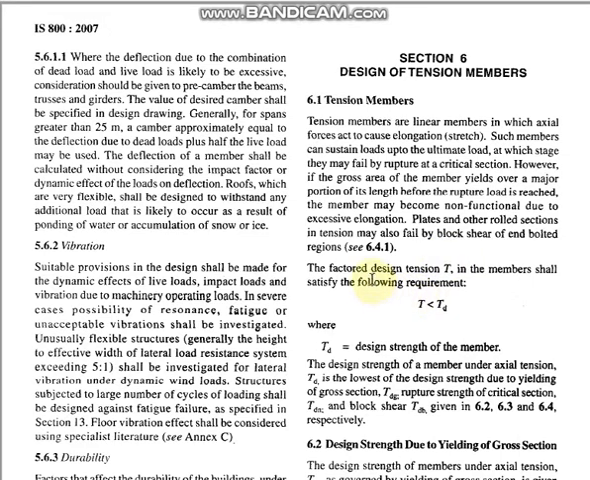The factored design tensile load T in the member should be less than the design strength Td of the member. The design strength of the member under the axial tensile load is the lowest of the design strength due to yielding of cross section, next fracture of critical section, and block shear strength Tdb. So now let us go through this one by one.